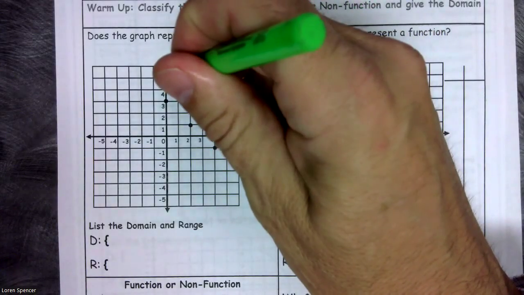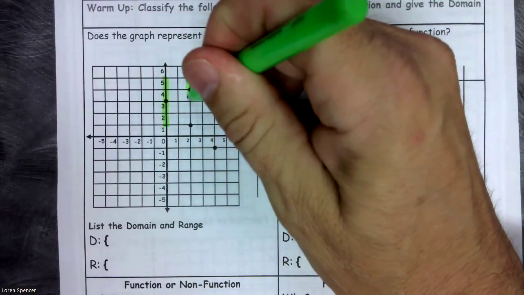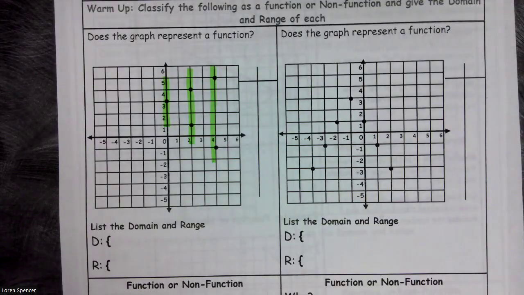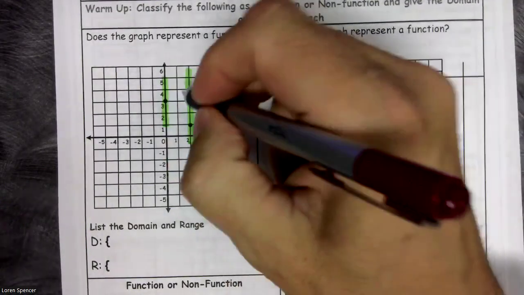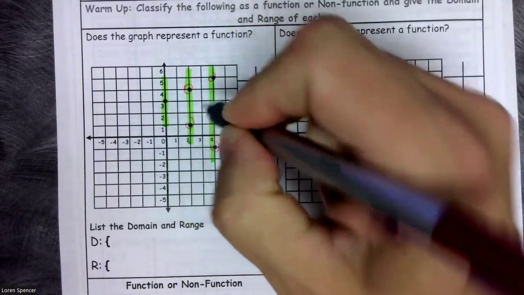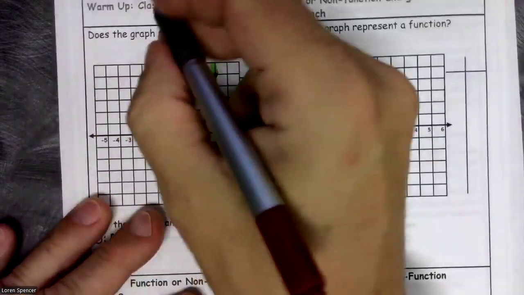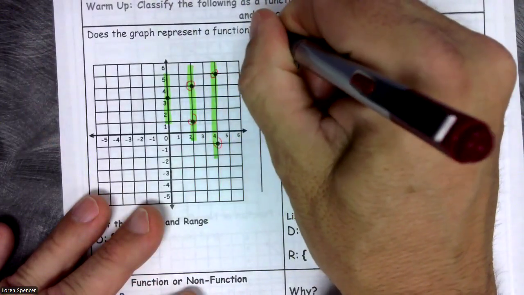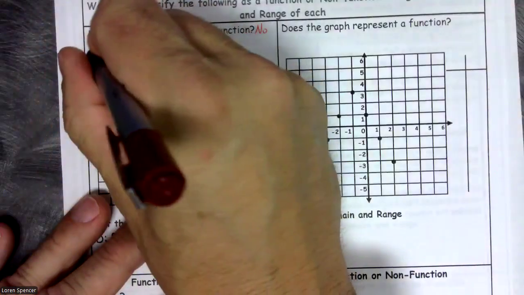If I draw a vertical line here, it passes there. But right here, we have a failure, and we also have a failure here. So the answer is no, it's not a function. And why isn't it a function? Because x equals 2 and x equals 4 repeat. So no, it is not a function.